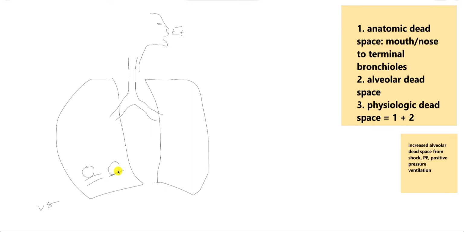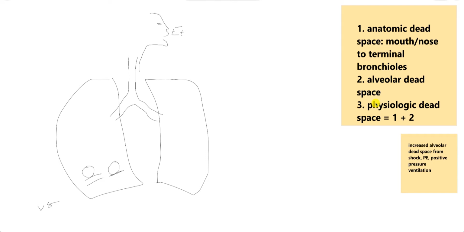So back to our dead space. Dead space is any space in the respiratory system that does not participate in gas exchange. Typically, we think of the anatomic dead space, that's the mouth and nose to the terminal bronchioles. In a healthy person, there's very little alveolar dead space. So the physiologic dead space, which is the sum of those two things, the anatomic dead space and the alveolar dead space, typically is somewhere around the anatomic dead space.